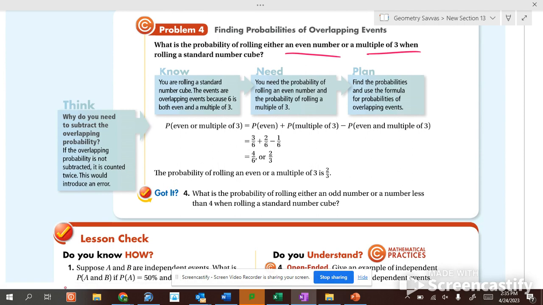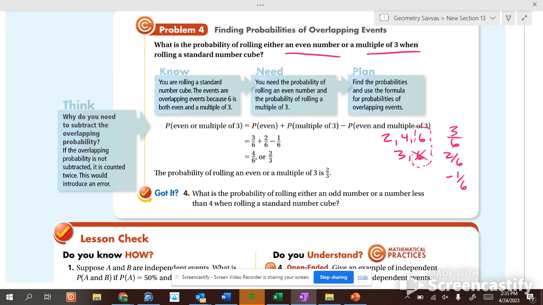Well, the even numbers are 2, 4, and 6, which is a 3 out of 6 chance of rolling an even number. A multiple of 3 is either 3 or 6, so you've got a 2 out of 6 chance of rolling a multiple of 3. What number have we counted twice? 6. So we have to erase one of them.